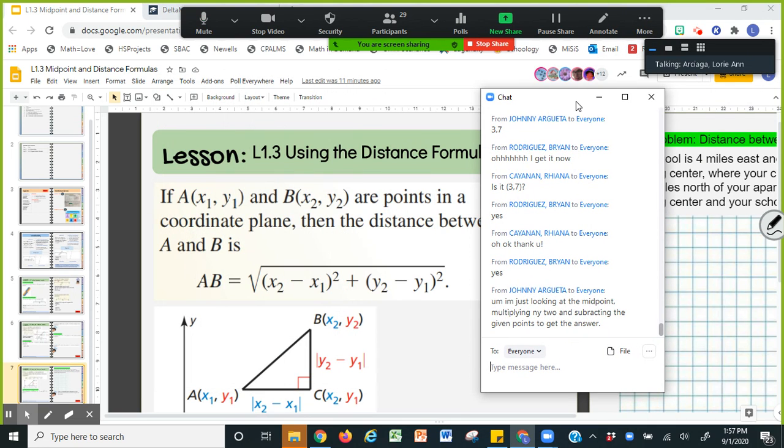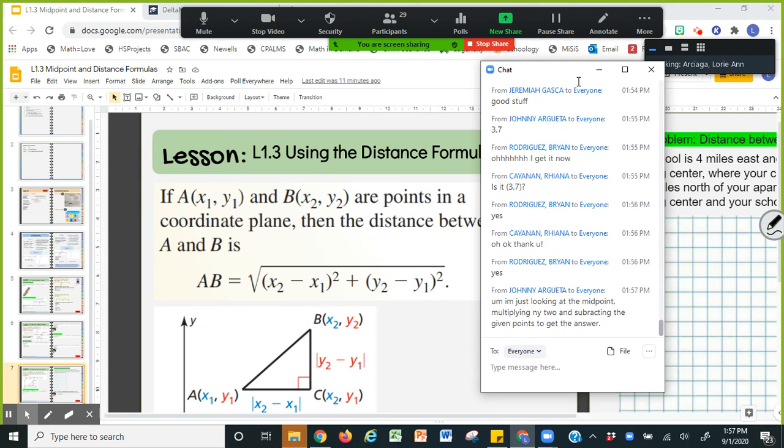Okay, Johnny said, I'm just looking at the midpoint. Good, and then we multiply it by 2. Awesome. And subtract the given coordinates. Yep, that's right. So it's like order of operations. You undo the division, so you multiply by 2. And then you undo the adding, so you subtract by whatever coordinate is given.